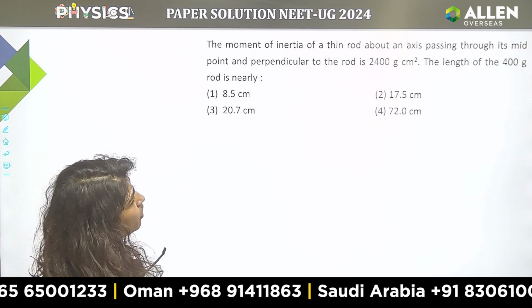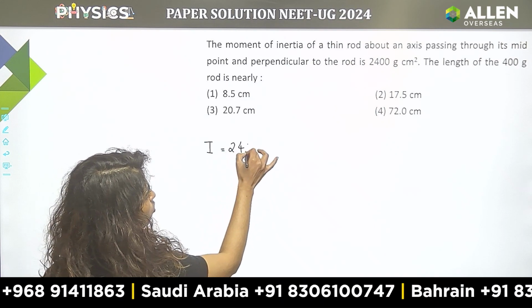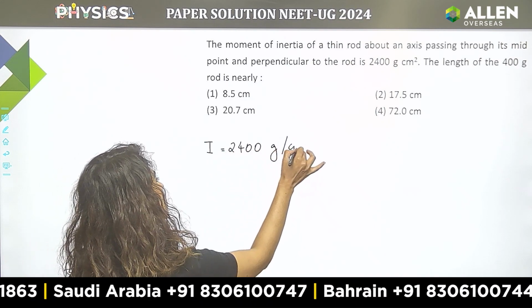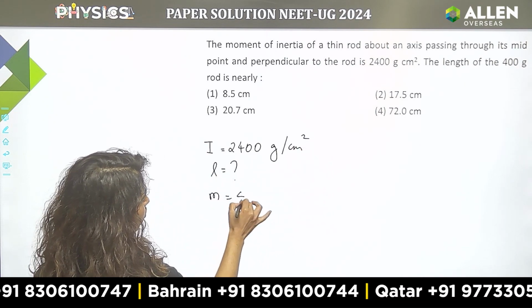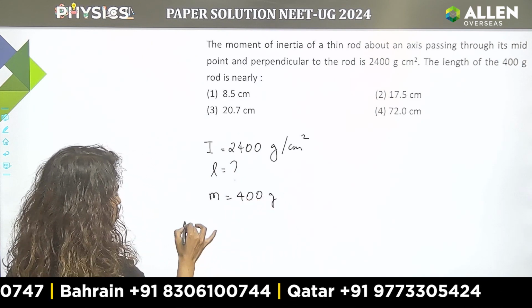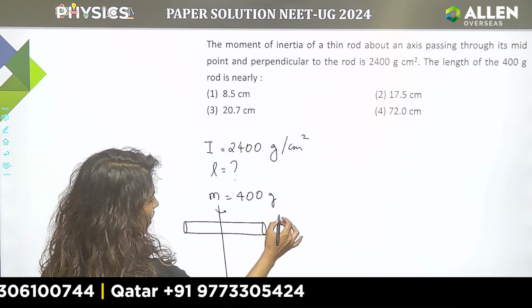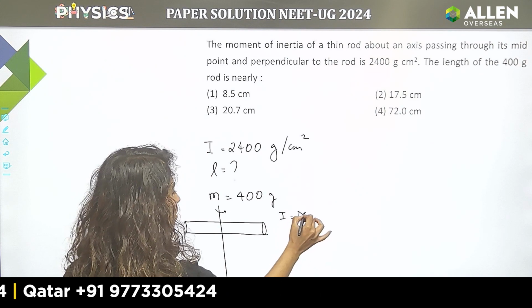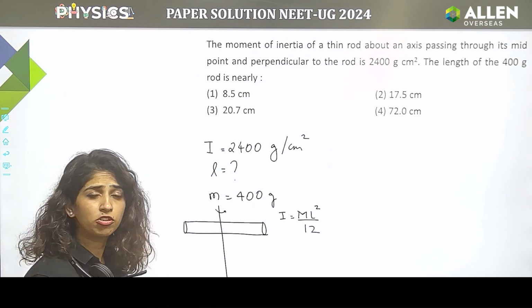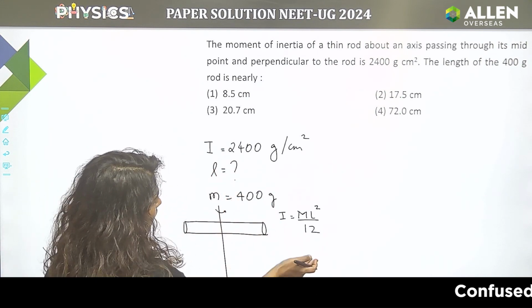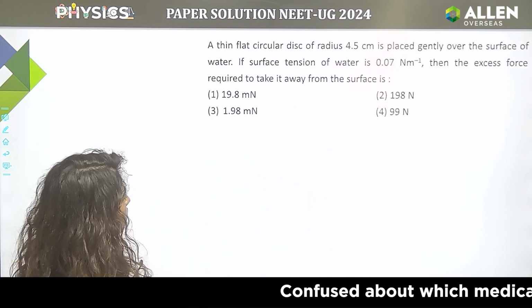Now in this question, moment of inertia is given for a rod passing through the center, 2400 gram per centimeter square. We have to find what the length would be, and mass is given as 400 gram. Very simple. What is the moment of inertia for a rod for an axis passing through the center? It's given by the formula moment of inertia is equal to ml square by 12. Good thing they have given all the units in CGS system and the options are also in CGS system. Substitute m and I in your formula to get the value of L. You end up getting 8.5 centimeter.